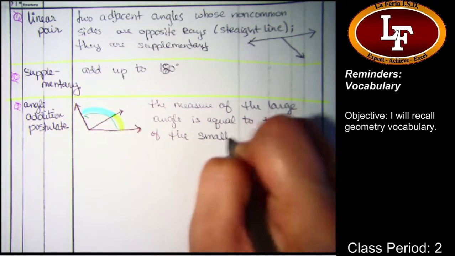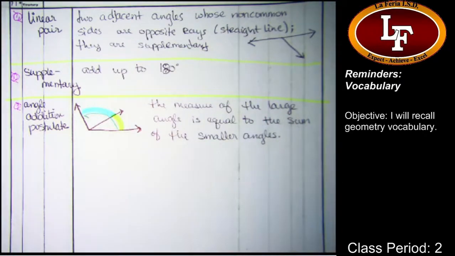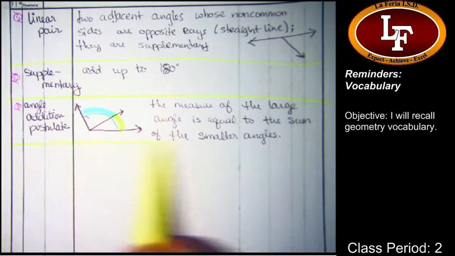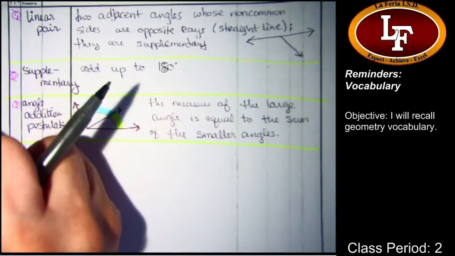The sum of the smaller angles. There it is. All right. There's our angle addition postulate. Hopefully it's coming back to you guys.